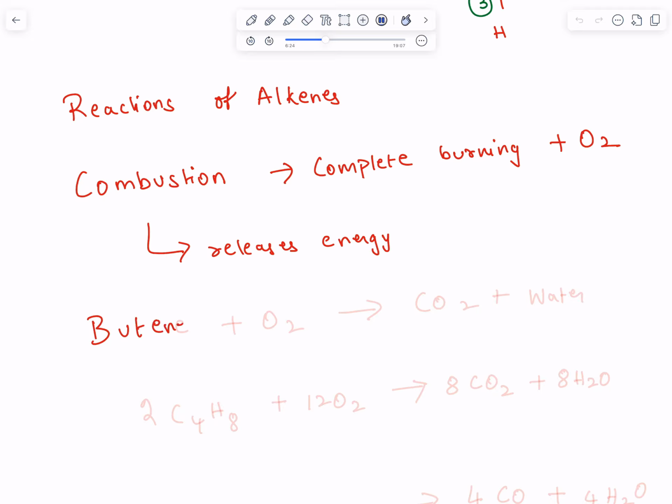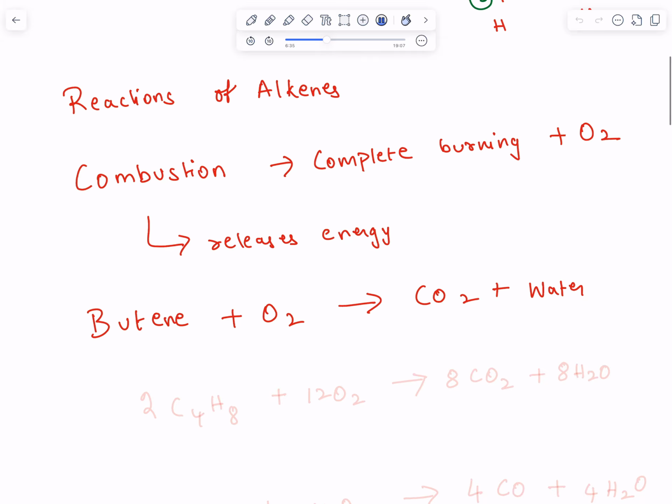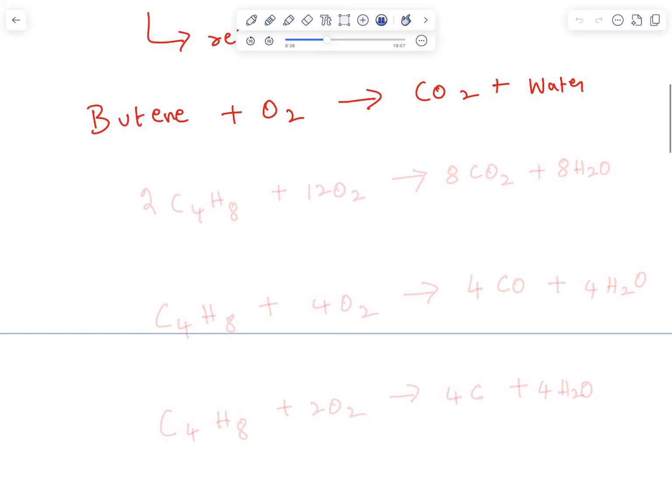So butene plus oxygen is giving us carbon dioxide plus water. I've written a word equation, so I'm going to give you a balanced symbol equation for this. 2C4H8, C4H8 is our butene, is burning in the presence of 12 oxygen molecules, giving us 8 molecules of carbon dioxide and 8 molecules of water. Always remember for exam, complete combustion produces carbon dioxide and water.